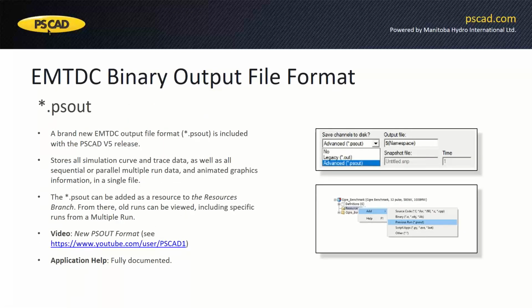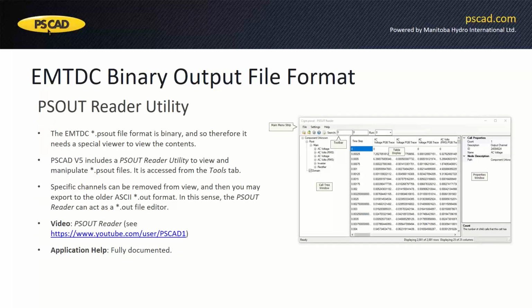There's a new binary output file format in EMTDC. It's a proprietary design, and it stores all the simulation and trace data, as well as the sequential and parallel multiple run data and animated graphics information in a single file. And because it's binary, it has a much smaller footprint than our collection of ASCII files that we've been using up to now. We now call those the legacy. You can still use that as much as you want. That's still supported. But if you want to move to the binary format, you can. Now, because that's a binary file, you obviously can't double click on it and look at it.